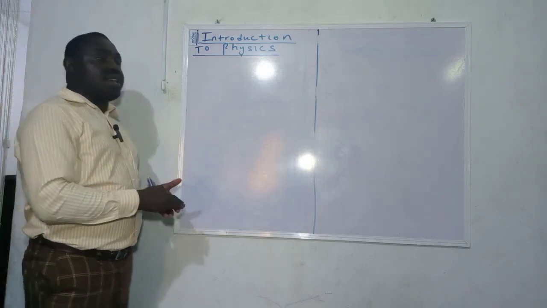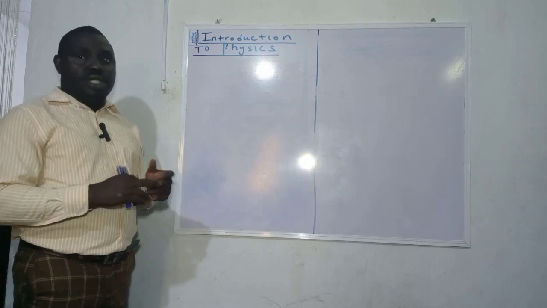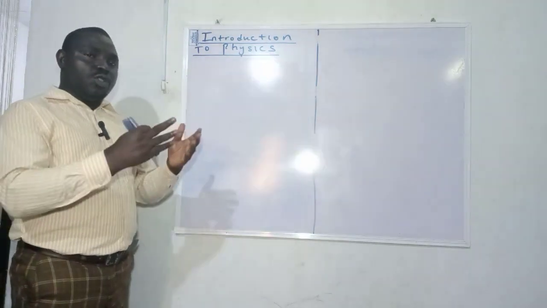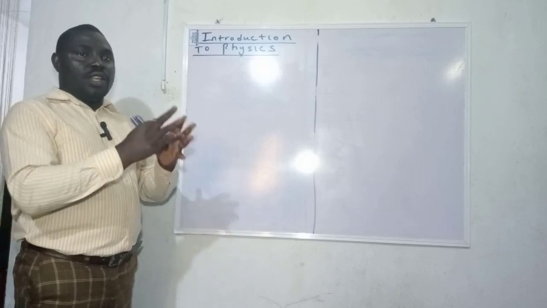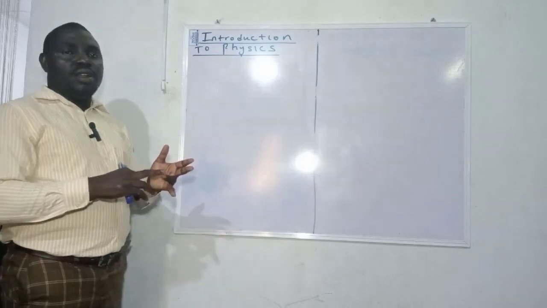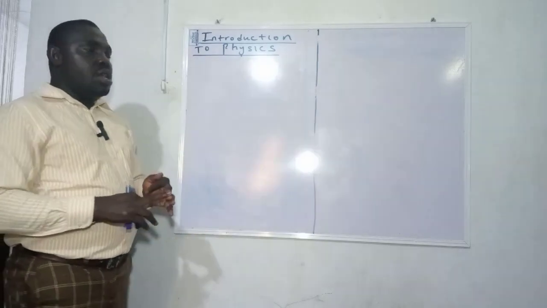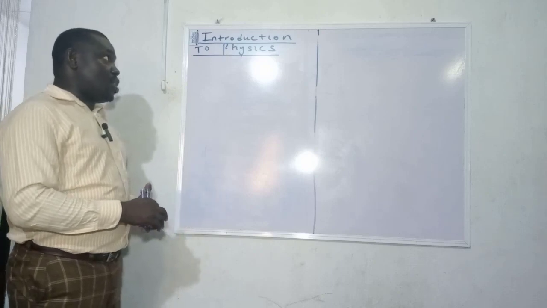Physics is actually one of the three core science subjects. The other two are biology and chemistry. Of course, mathematics is at the fulcrum, at the center, and so you cannot do without that. But the three core science subjects are biology, physics, and chemistry. And today we are starting with Introduction to Physics.